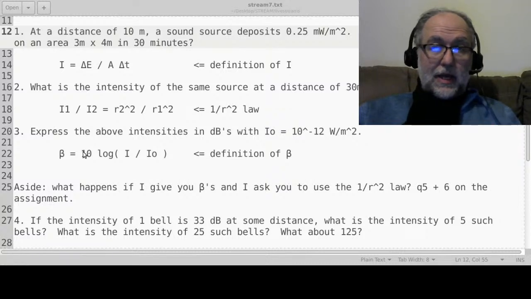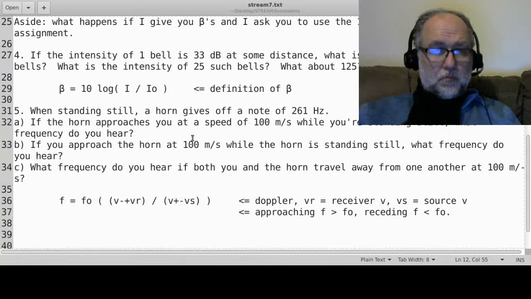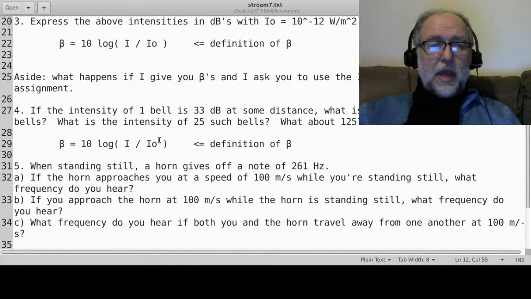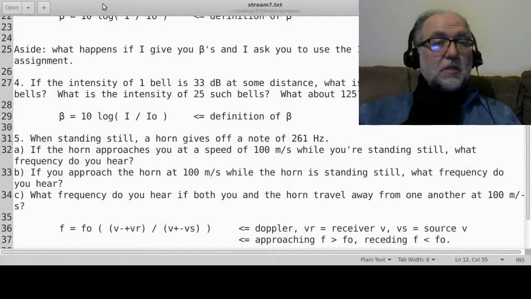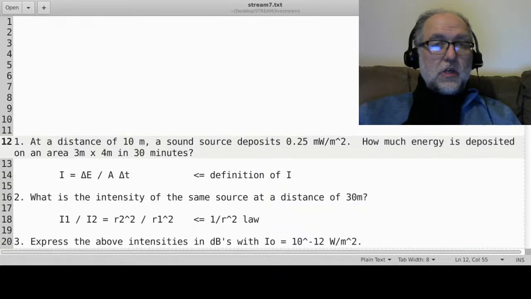And then the other thing we did with sound was the Doppler effect. The last question I'll do this evening is an example of the Doppler effect. Okay, so let's begin. Question number one here.